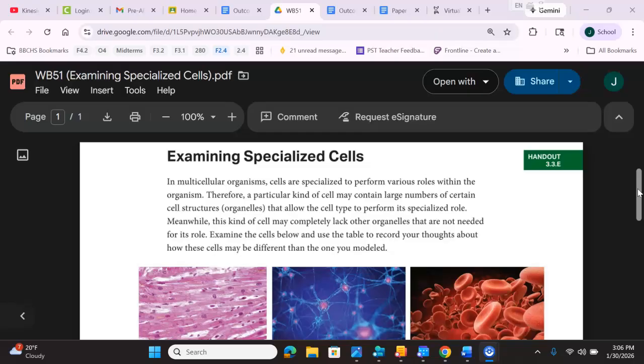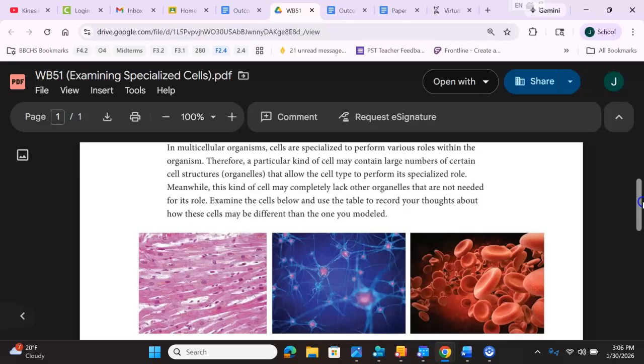Okay, so let's take a look at this reading. This is in your workbook on page 51. Feel free to follow along and take notes and annotate. Examining specialized cells. In multicellular organisms, cells are specialized to perform various roles within the organism. Therefore, a particular kind of cell may contain large numbers of certain cell structures, or organelles, that allow the cell type to perform its specialized role. Meanwhile, this kind of cell may completely lack other organelles that are not needed for its role.